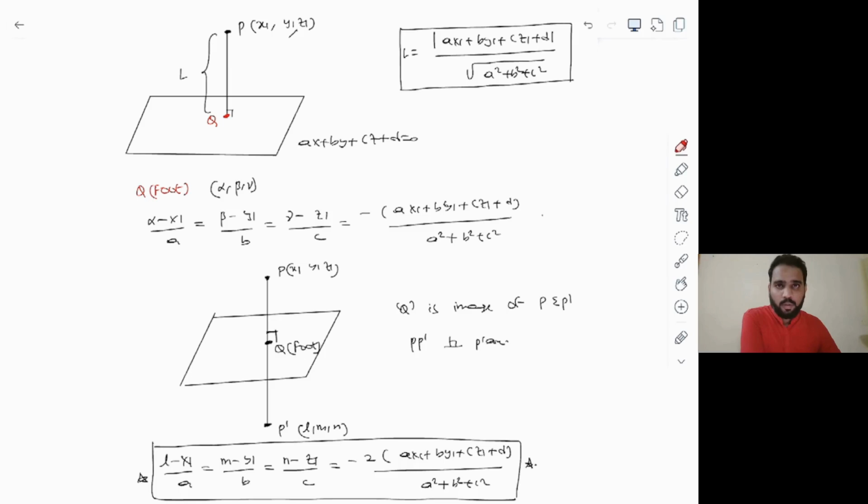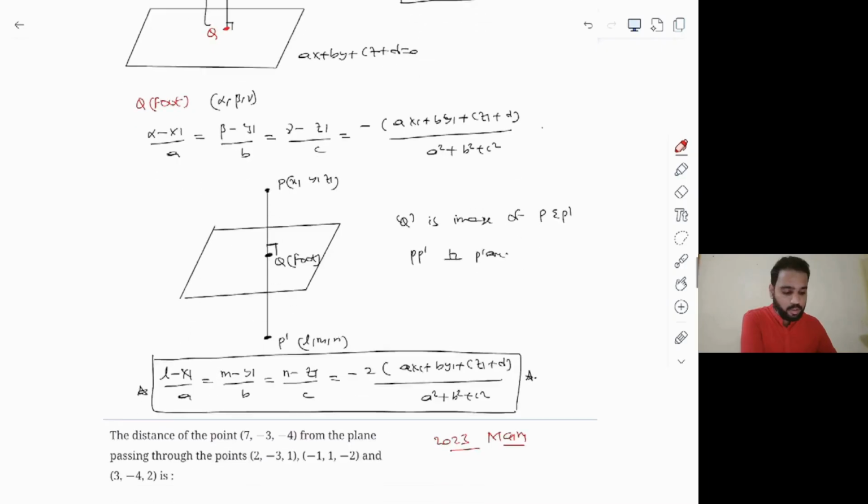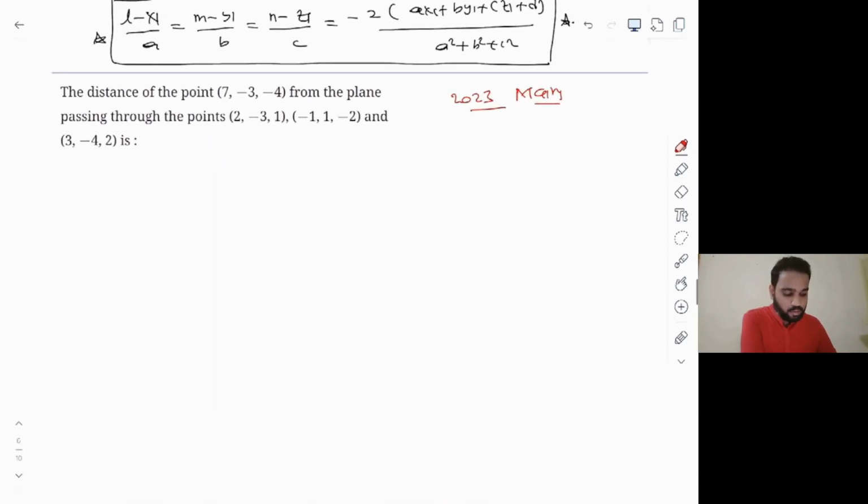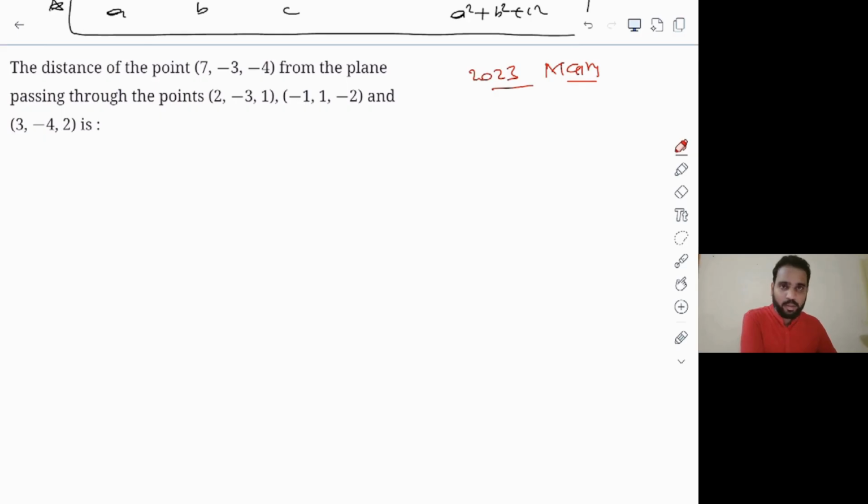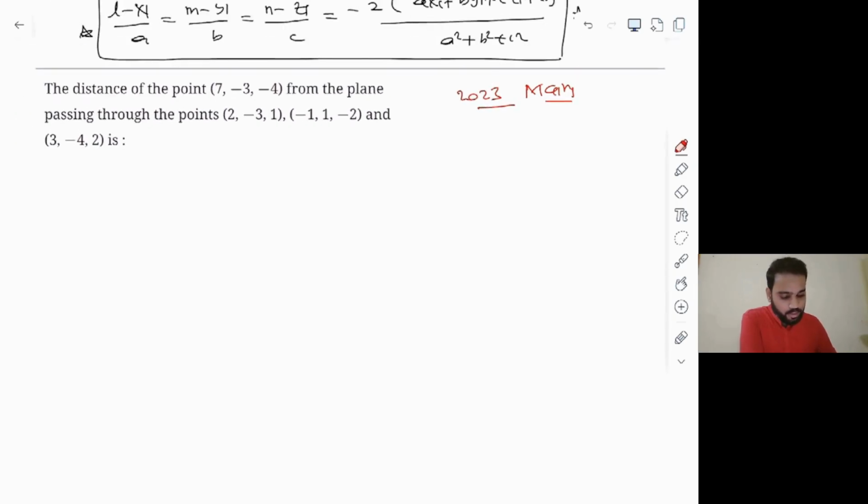Okay, let's see some questions based on whatever topics we have done till now. Let us try to get some clarity on how to apply the formulas also, and I'll make sure I discuss as many PYQs as possible simultaneously. So first, let us take a previous Mains question. The distance of the point (7, minus 3, minus 4) from the plane passing through the points, let's take them as point A, point B and point C. Now the thing is, if this is the point P, we have to find the distance of the point P from the plane which is passing through the three given points, which means first of all you need to write down the equation of the plane.